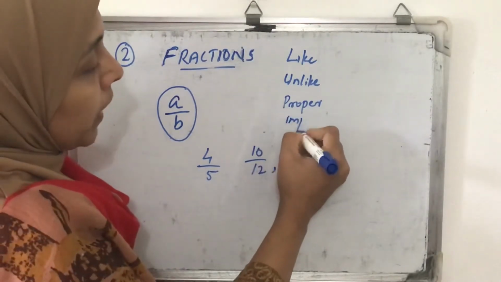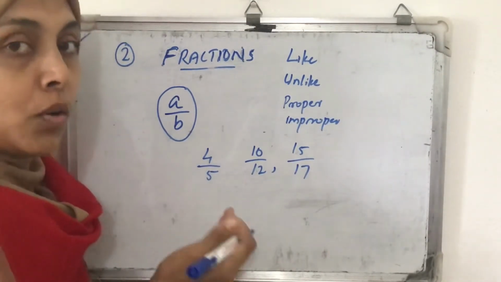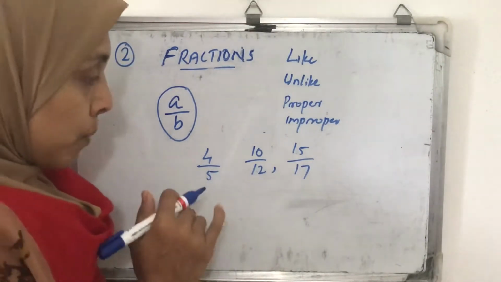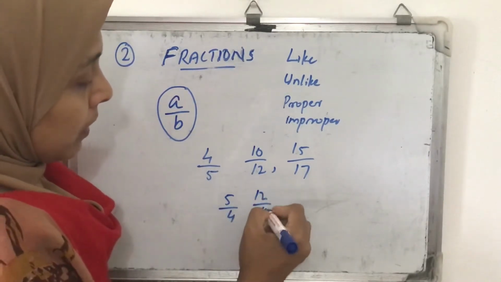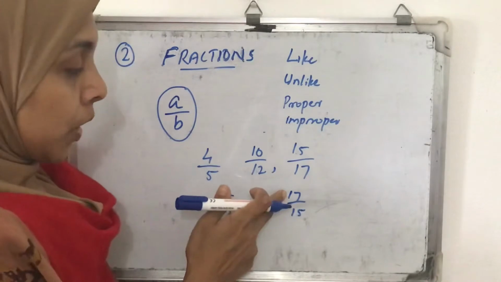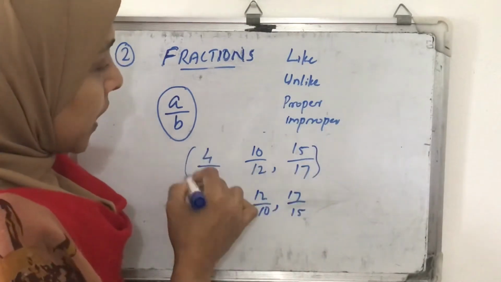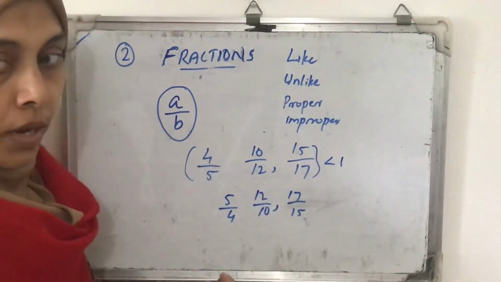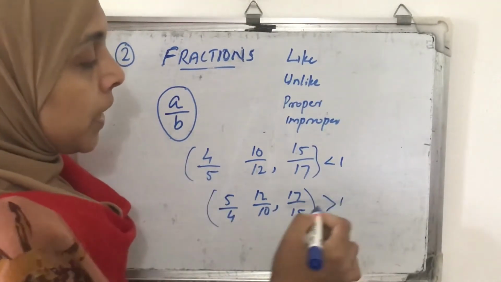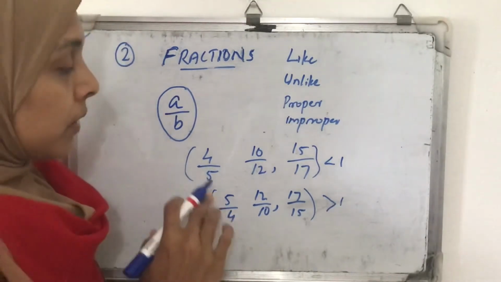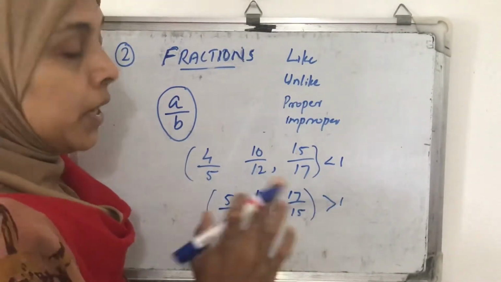Next, improper fraction. Improper fraction is the opposite. If the numerator is greater than the denominator, such fractions are called improper fractions. Examples, reversing: 5 by 4, 12 by 10. All are improper fractions because their numerators are greater than the denominators. The value of all proper fractions will always be less than 1, and the value of all improper fractions will be greater than 1.